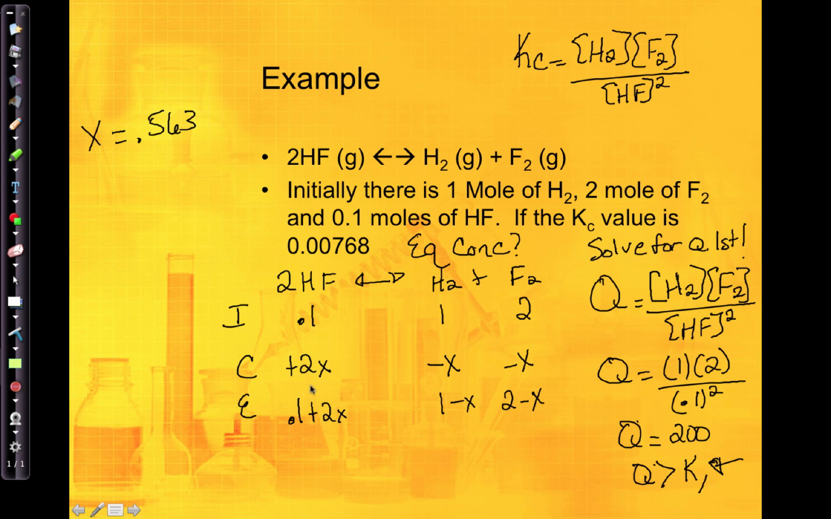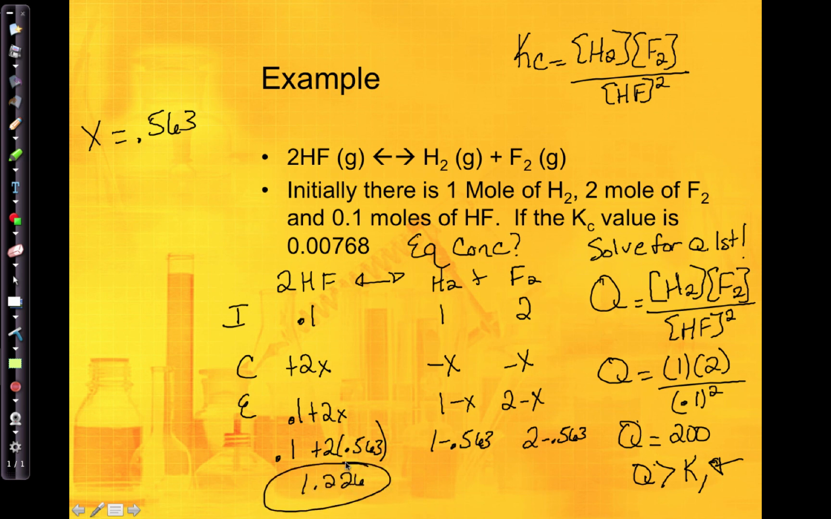And then I'm going to go back and solve for my equilibrium amounts. So 0.1 plus 2 times this, 1 minus this, and then 2 minus 0.563. When you do this, you get 1.22, and then you get 0.437, and then you get 1.437 here. So the concentration of this is 1.4 roughly. H2 will be this, and then HF will be this.